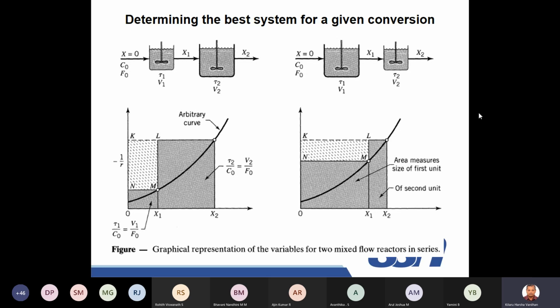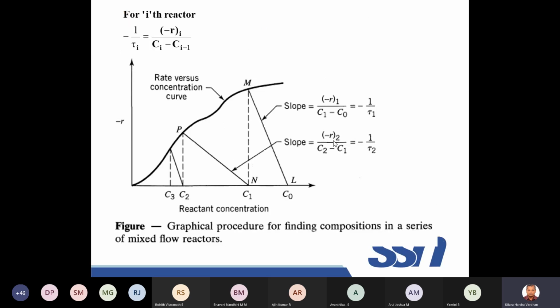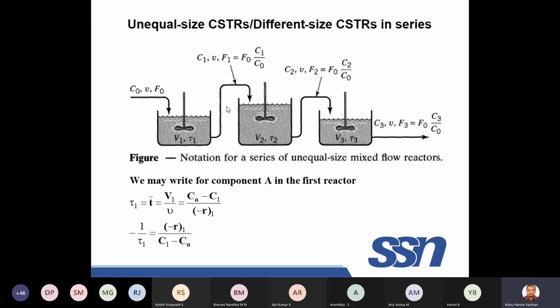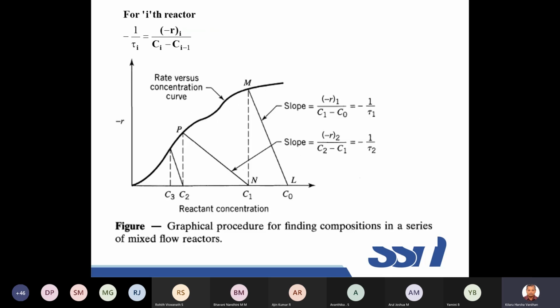So welcome back. This is the procedure for calculating the intermediate concentrations in unequal size CSTRs in series. But again, one important thing is how you get this rate curve. It's not that easy. How to get it? By differential analysis or integral analysis, you have to calculate the k and the power, that is n. And once you know that, then you get this rate. It's not that easy again.